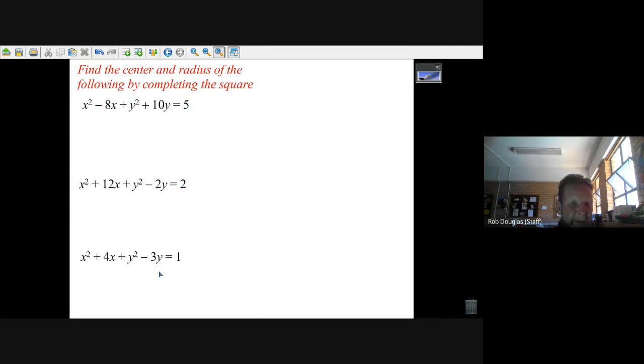This last example here is a bit of a fraction thing. It makes it a little bit harder, but hopefully you can get the right answer. I hope this helps, this idea of horizontal shifts and how to complete the square to figure out what the center and the radius of a circle are.